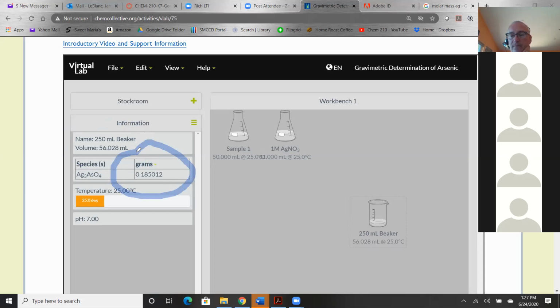I have a question. How do you know to start off with 50 milliliters? You can use whatever volume you want. You can use 20, you can use 50, you can use the whole thing. You can use 100 if you want. It doesn't really matter. If you use less sample 1, you'll need less 1 molar silver to precipitate it. That's all. In fact, 100 might be easier because it makes your calculations easier.